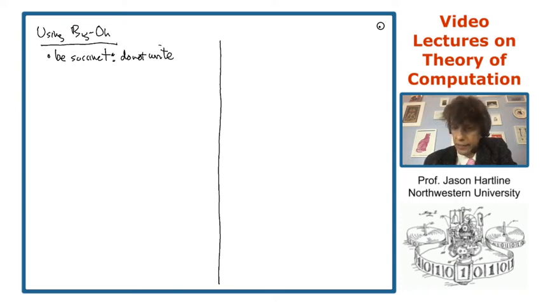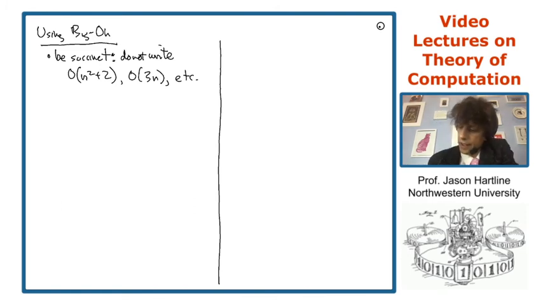So do not write things like big O of n squared plus 2, big O of 3n, etc. And why don't we write these? Well, because these can be further simplified, because anything that's order n squared plus 2 is also order n squared. That's much simpler to write, so we should write order n squared. Likewise, anything that's order 3n is also order n. That's simpler to write, so we should always write order n.